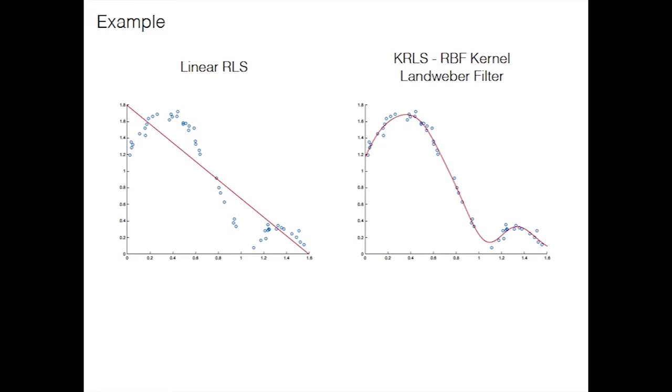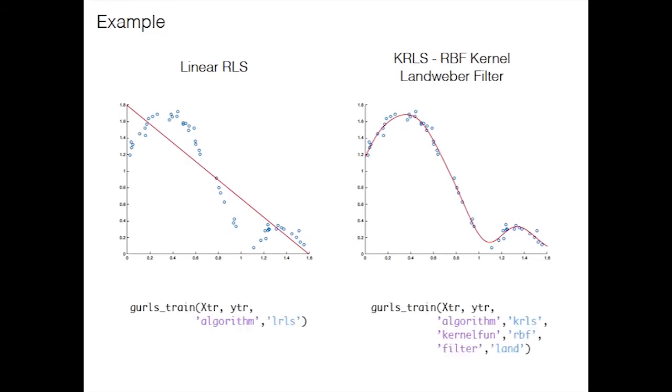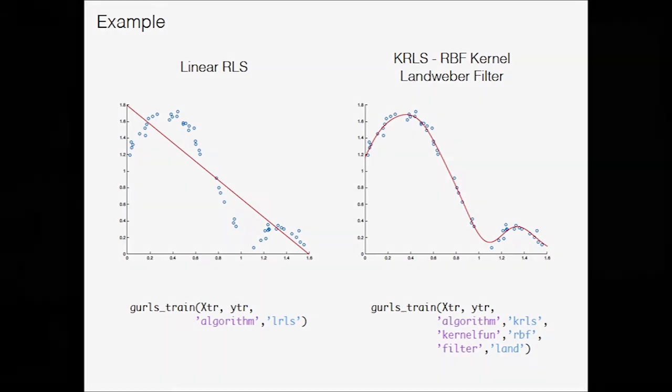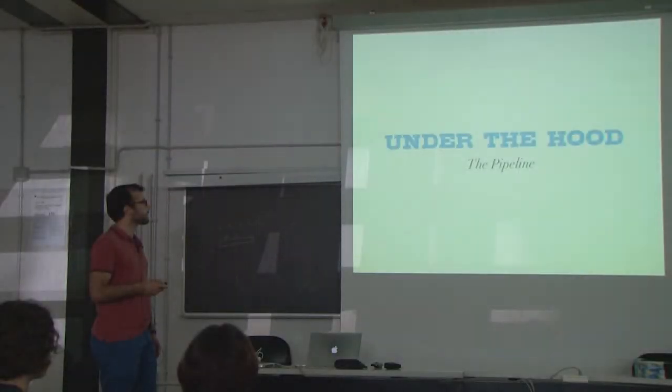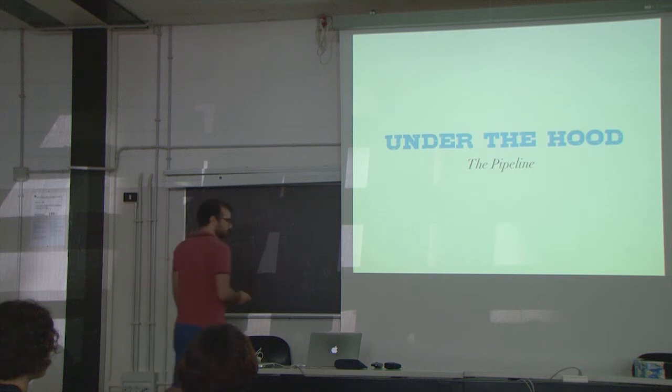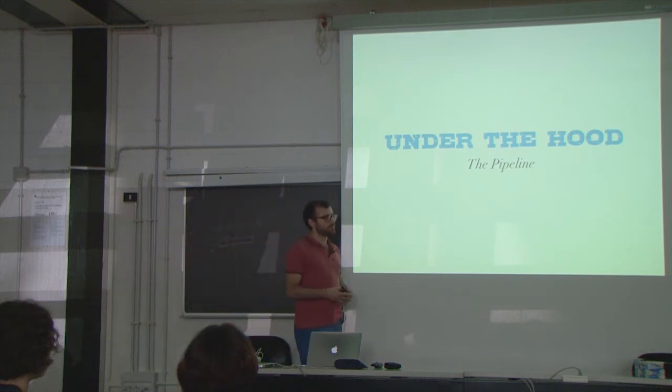So this is what you obtain, and you can obtain it by just typing GURLS train and specifying that you want as algorithm linear regularized least squares, or algorithm kernel regularized least squares with Gaussian kernel, and as filter you use Landweber. So it is for advanced users.